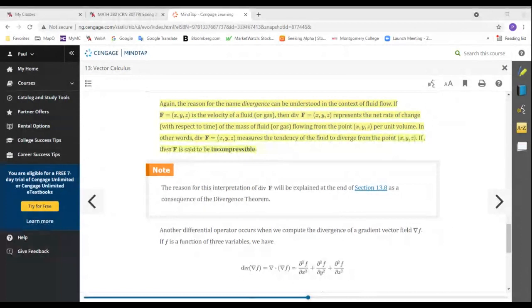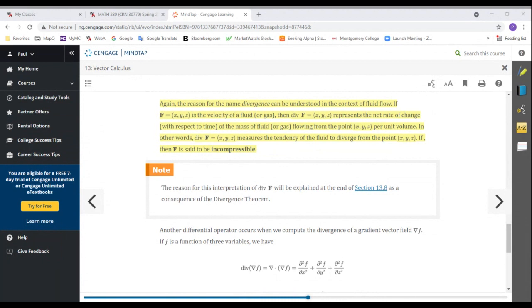Okay. So, the reason for the name divergence can be understood in the context of fluid flow. And I always think of my father when I do this section because he was an expert on fluid flow. If you have a vector field F that is, say, the velocity of a fluid or gas, the divergence of that vector field F represents the net rate of change with respect to time of the mass of fluid or gas flowing from a point per unit volume.